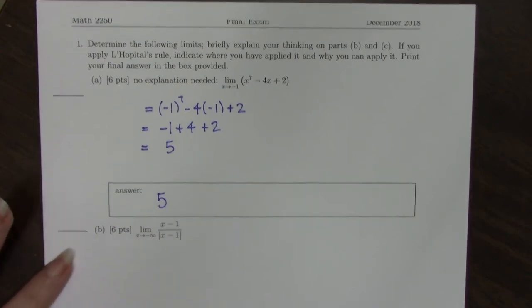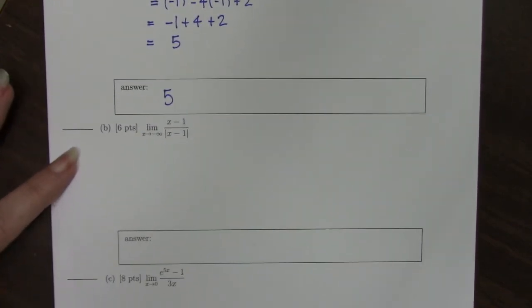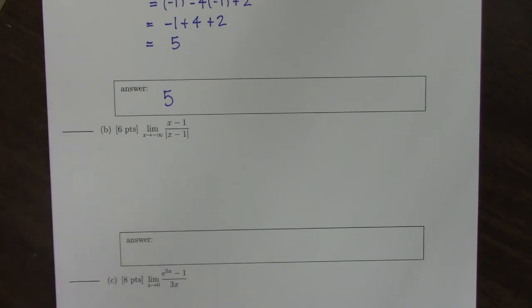For part B, we have the limit as x approaches -infinity of x minus 1 over the absolute value of x minus 1. Remember, when you have an absolute value in the problem, we sometimes have to change the problem slightly or rewrite it so that we can actually evaluate the limit. So you do have to provide some kind of explanation for your answer here.